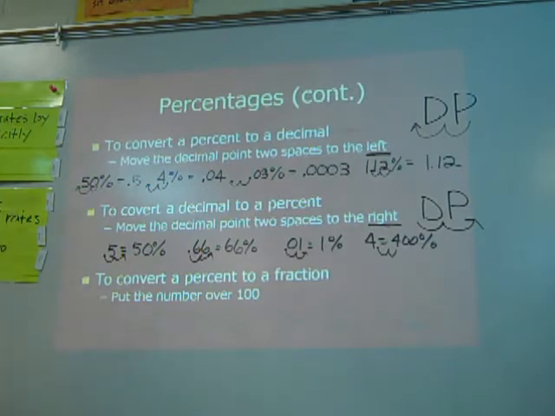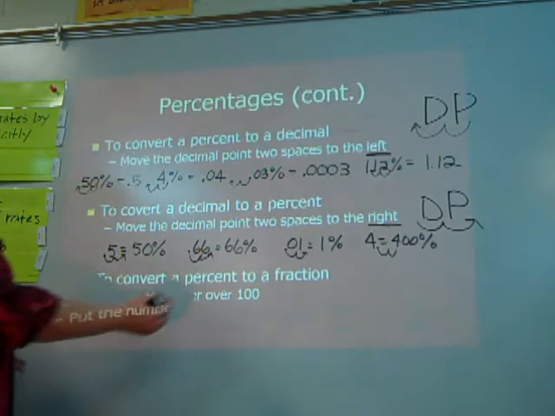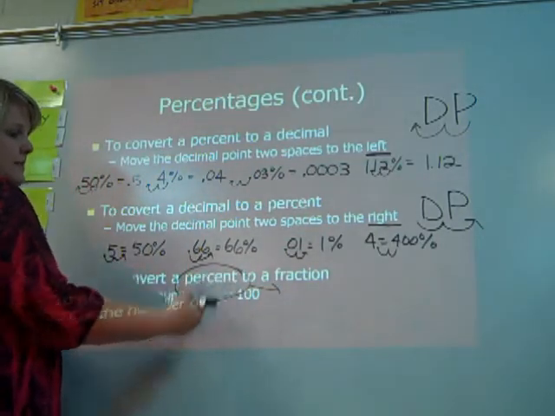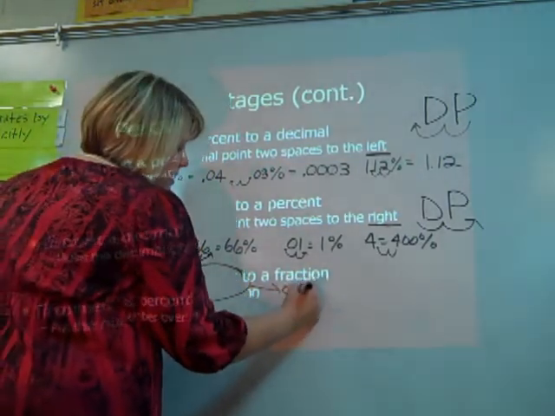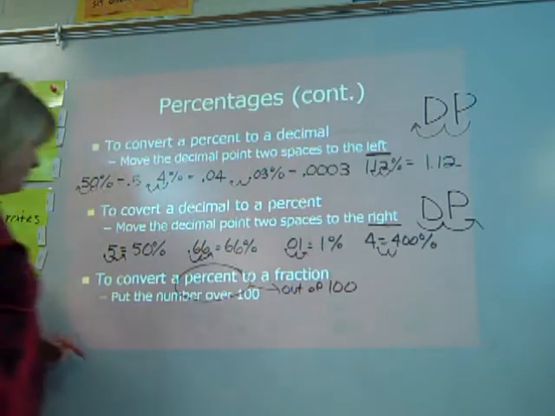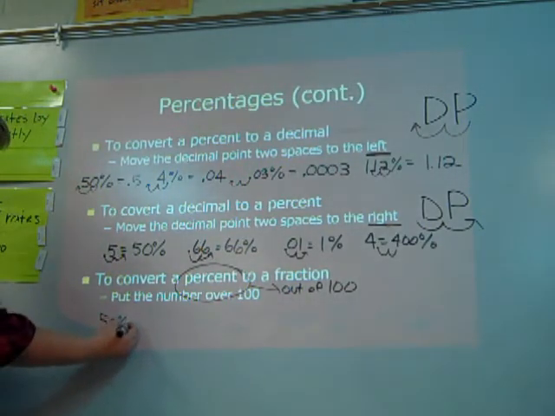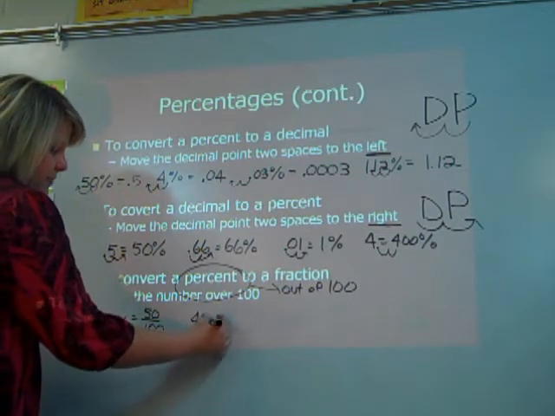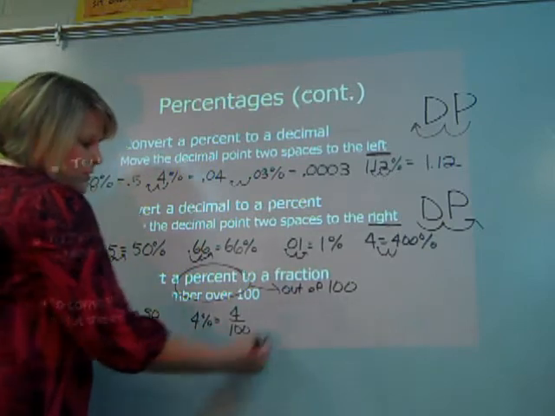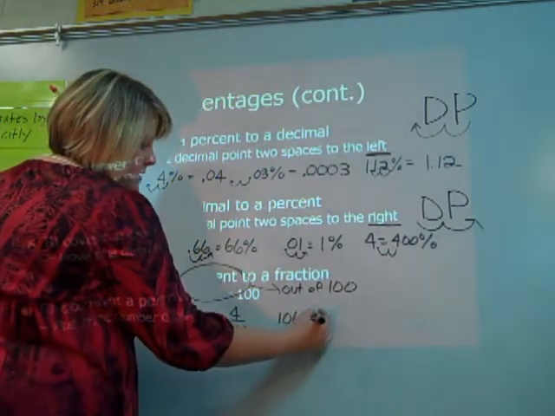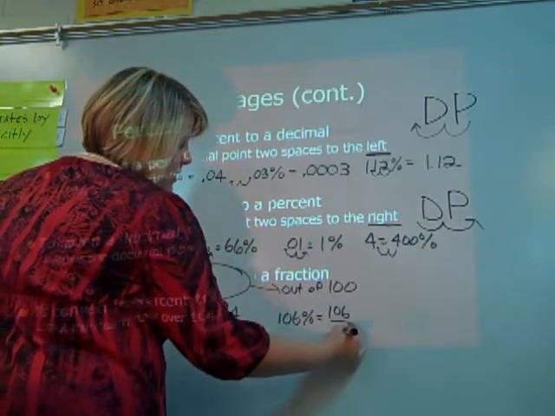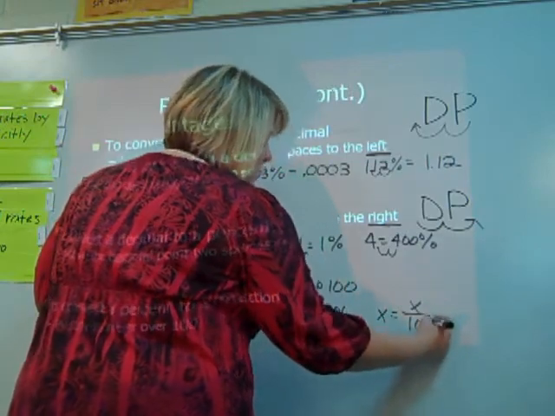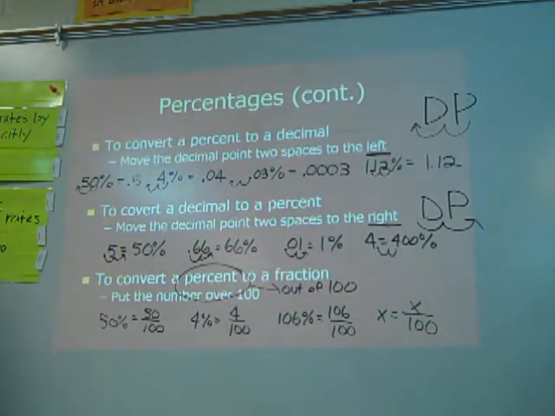If you want to convert a percent to a fraction, just put it over 100. Remember that percent comes from per 100. Cent means 100, so this is out of 100. That's what percent means. So 50% means 50 out of 100. 4% means 4 out of 100. 106% means 106 out of 100. X% means X out of 100. So if it's a percent and you want to make it a fraction, put it over 100.